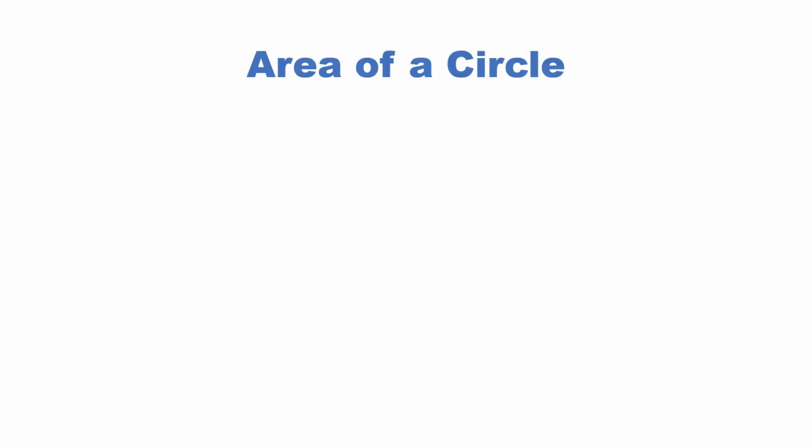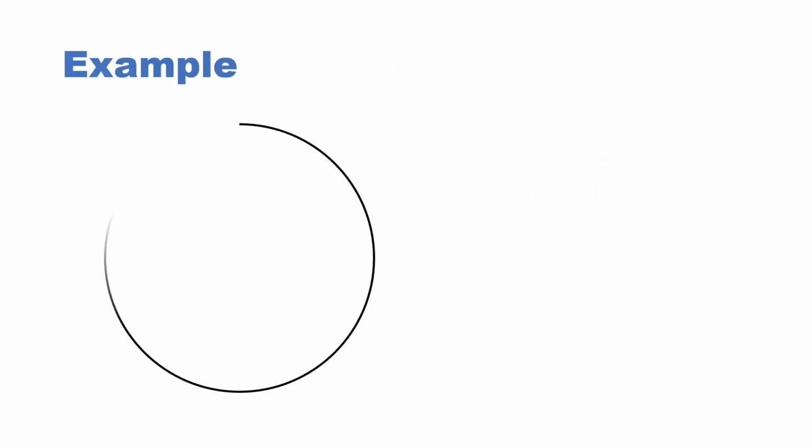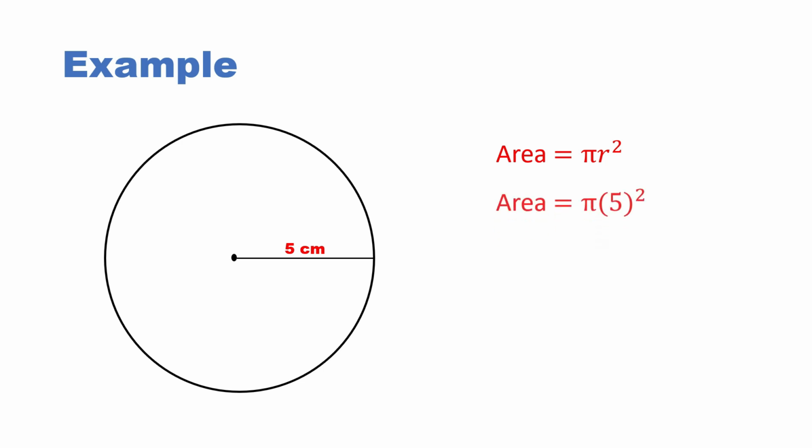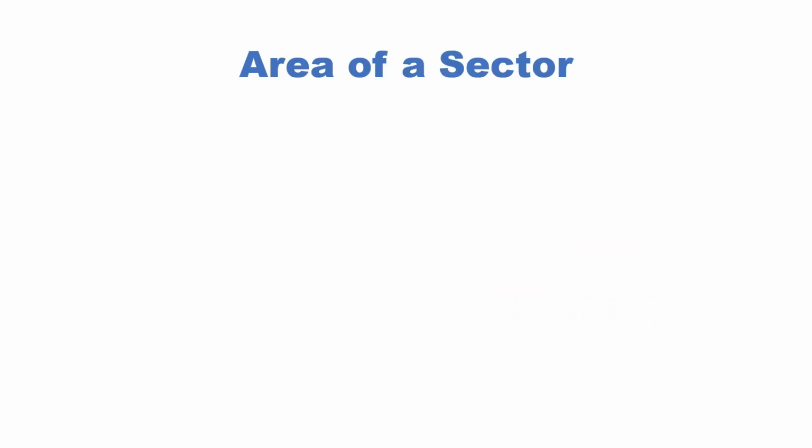Now moving to the area of a circle. Given a circle with radius r, the area of this circle will be equal to pi r squared. For example, given a circle with radius 5 centimeters, we can calculate the area by our formula pi r squared. If we substitute, we get pi times 5 squared, which is equal to pi times 25, which is equal to 78.5 square centimeters.